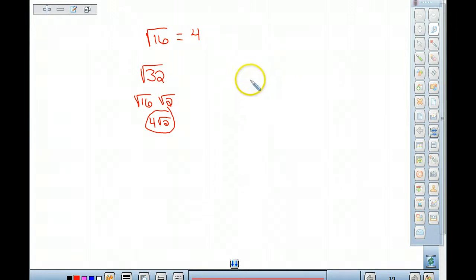Okay, if I have the square root of 12, my highest perfect square that goes into this is going to be 4. So I'm going the square root of 4 times the square root of 3 is going to give me 2 times the square root of 3. Okay, it's all good right there.